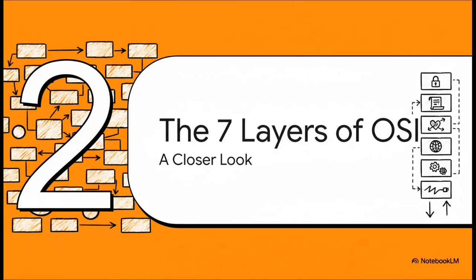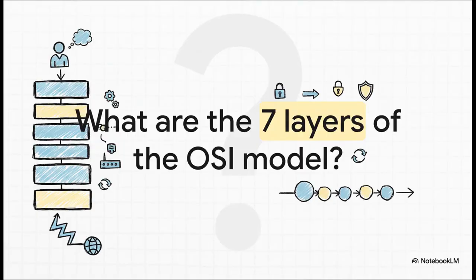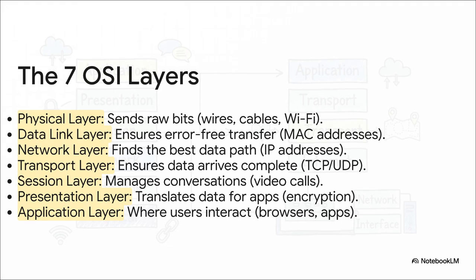Great distinction. To really get this, I think we need to peel back the layers. So let's take a closer look at that 7-layer OSI cake. So can you walk us through them? What are these 7 layers, and what does each one actually do? Absolutely. Let's go from the bottom up. Layer 1, the physical layer, is just what it sounds like, the actual hardware. The wires, the cables, the Wi-Fi signals, sending raw ones and zeros.